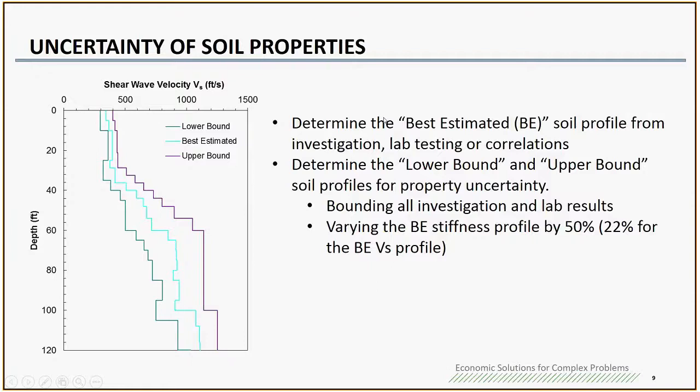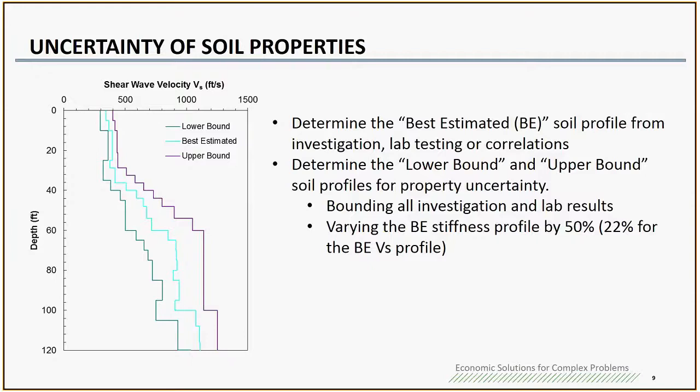To do that, first you need to determine the best estimate soil profile from investigation, lab testing, or correlations. That best estimate soil profile is typically the average soil profile for the project site. Even for shear wave velocity, that's typically the average value for that soil layer. After that, you need to determine the lower bound and upper bound soil profile. There are two approaches for the upper bound and lower bound soil profile.